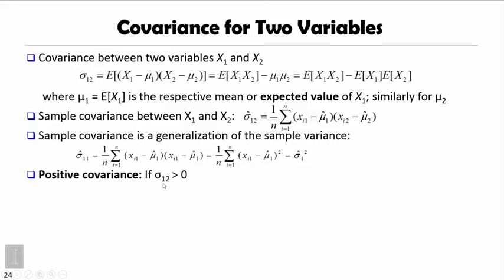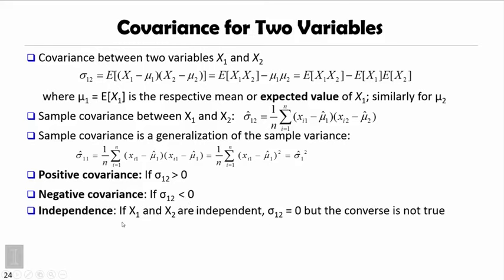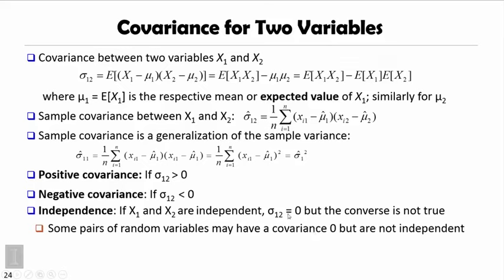When the covariance value is greater than zero, we say it is a positive covariance. If its value is less than zero, it is negative covariance. If these two variables are independent, then their covariance is zero. However, the converse is not true. That means when the covariance is zero, it does not mean x1 and x2 are always independent.